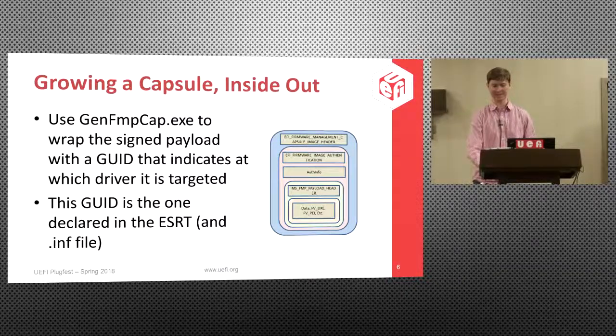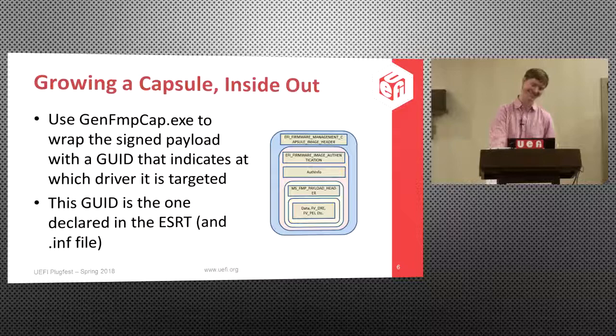It is the one that needs to be published in the ESRT. It is the one that will end up in the INF file, because this is basically the targeting GUID. You're saying, I have a firmware payload and it is targeted at this kind of a device. And it is how Windows identifies what you're going to hand it to, and it's how the Capsule framework identifies which driver to pass it to. And how Linux does it. Sorry, what? And how Linux does it. Sorry. Apologies.